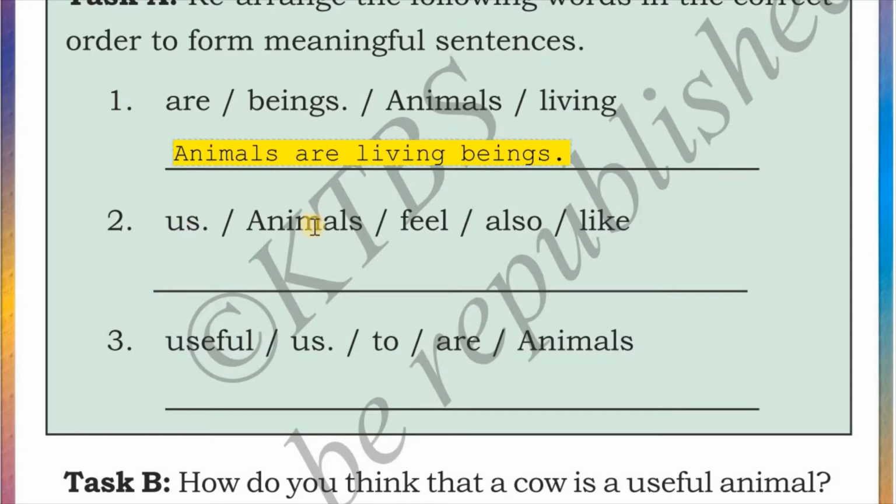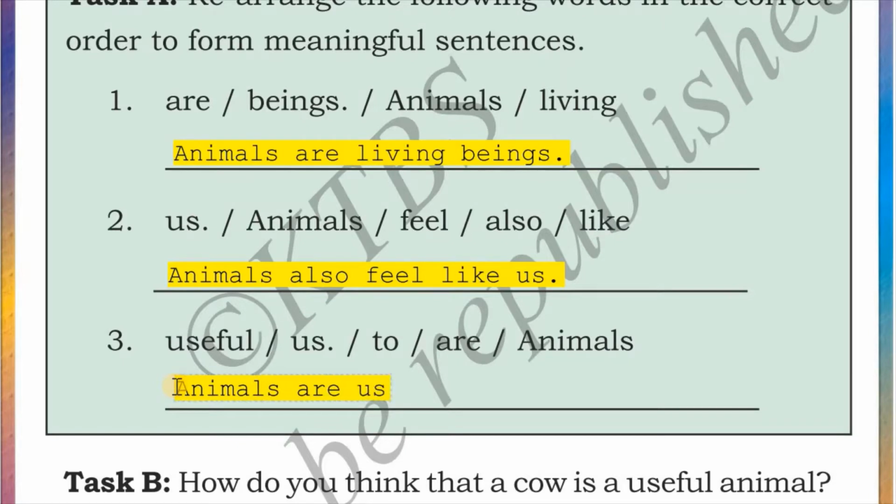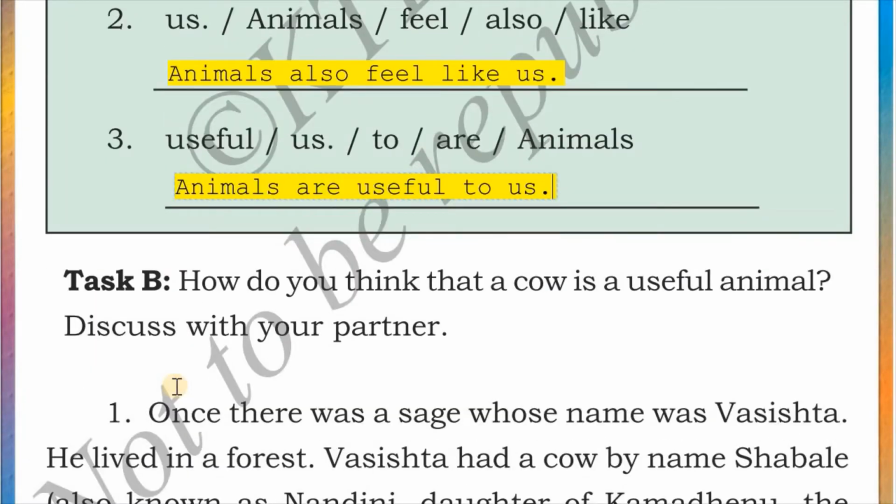Second one, us animals feel also like. The answer is, animals also feel like us. Third one, useful us to our animals. And the answer is, animals are useful to us. So this is the end of task A.